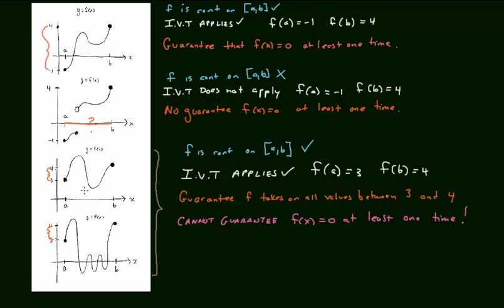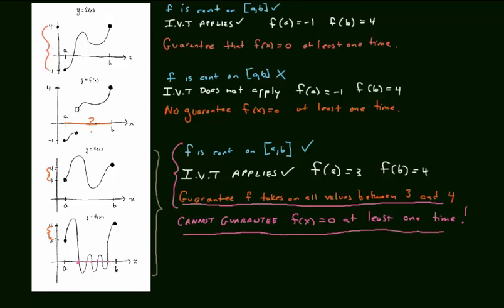See, these diagrams were intentional, that all of the pieces here were the same, but in the first one it did not have any zeros. But in the second diagram, which had the same qualities, it had several zeros. 1, 2, 3, 4, 5, 6 zeros to be exact. So the intermediate value theorem guaranteed that f took on all values between 3 and 4, but it couldn't guarantee, even though it's possible it had many, that it had at least one 0.